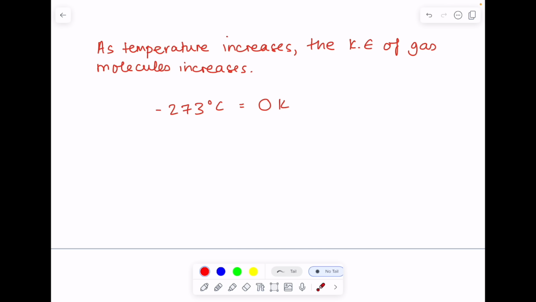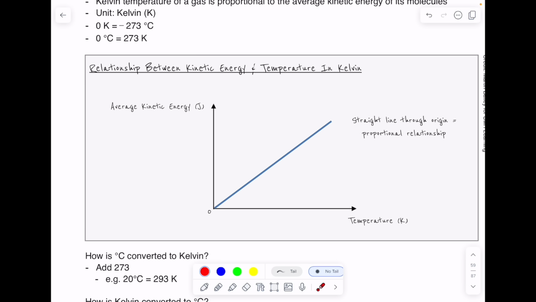So you'll be very familiar with degrees Celsius. At this point in the specification, you also need to be aware of a second temperature unit, which is Kelvin, and this is known as absolute zero, the coldest temperature possible. Here's our directly proportional relationship between kinetic energy and temperature in Kelvin. It goes through the origin. As you reduce your temperature, the kinetic energy also reduces.